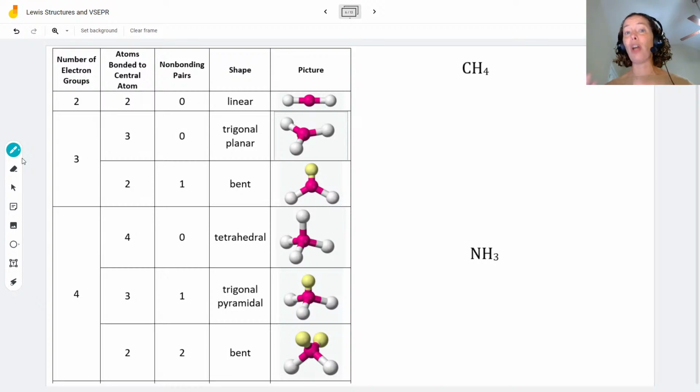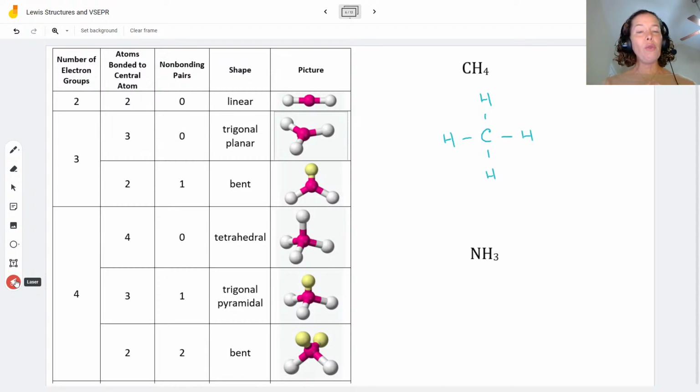So I'm just going to jump in here for methane, CH4, and just draw the Lewis structure. So this is going to be carbon with 4 single bonds to hydrogen. Okay, so there is our valid Lewis structure. Now let's use that Lewis structure and let's predict the molecular shape. So you see I've got my little table here with all my pretty pictures.